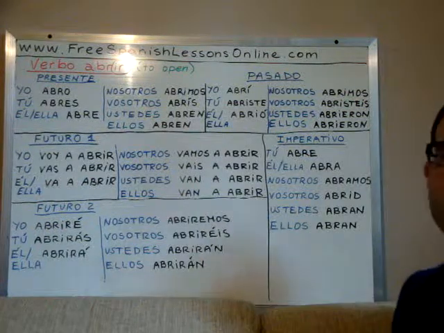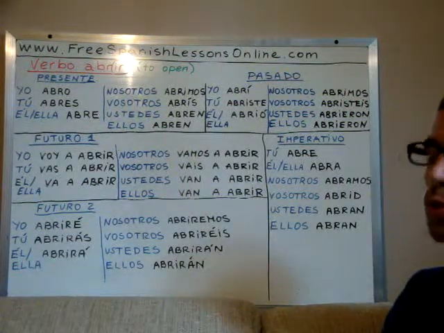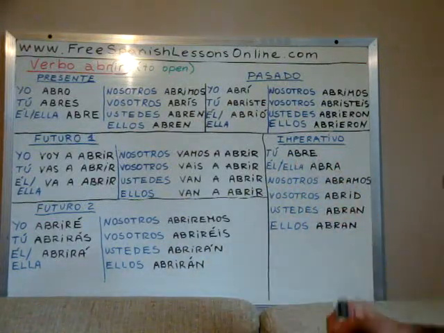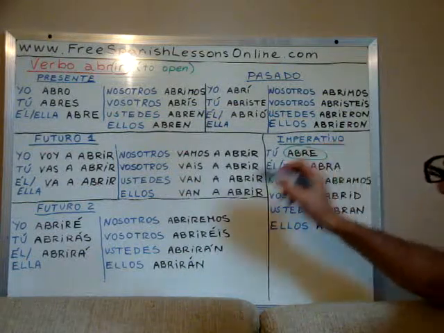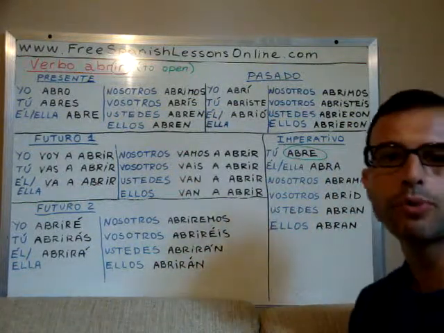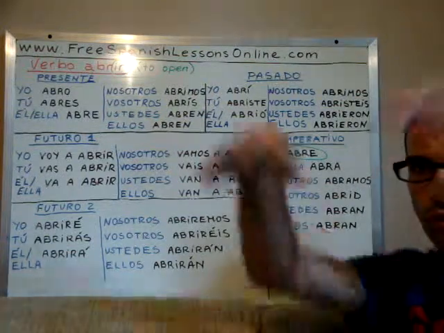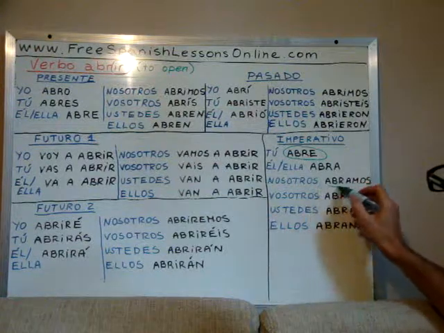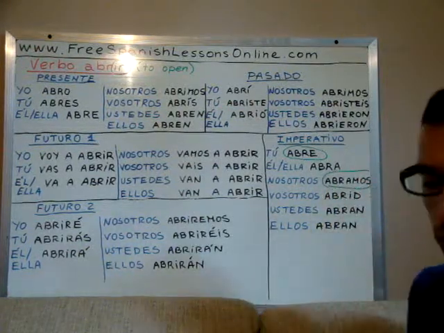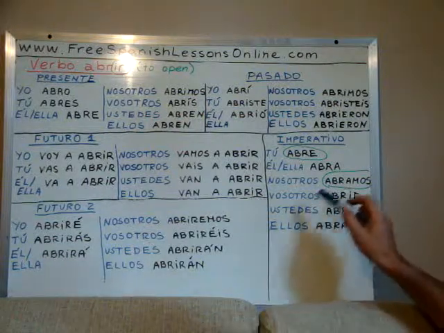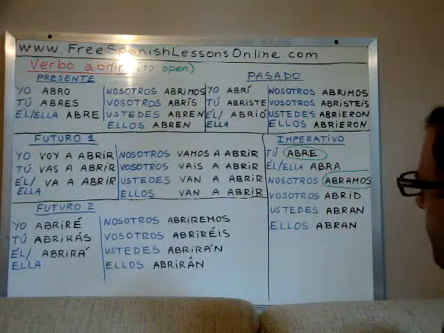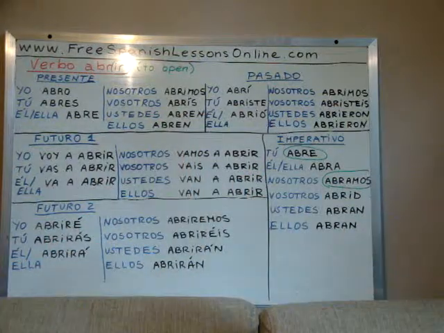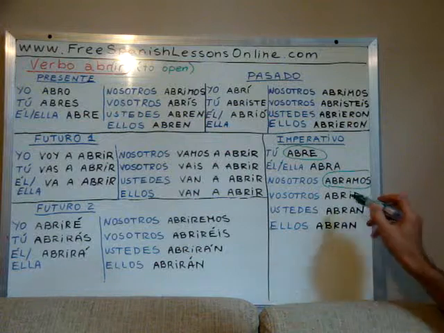So if I want to say to you open the door, or just open the door, I would say abre la puerta. Abre la puerta. If I'm talking to us, and I want to say let's open the door, I would say abramos la puerta. Let's open the door, okay? Talking to us. Abramos la puerta. If I want to talk to you in plural, I would say abrid la puerta.